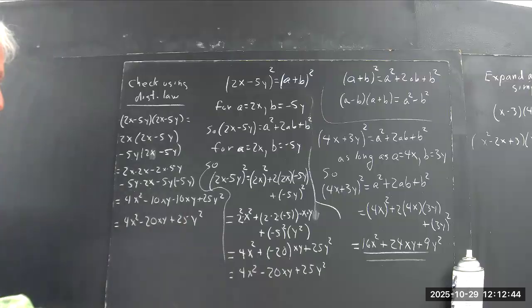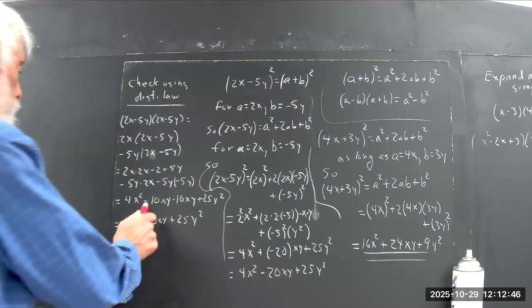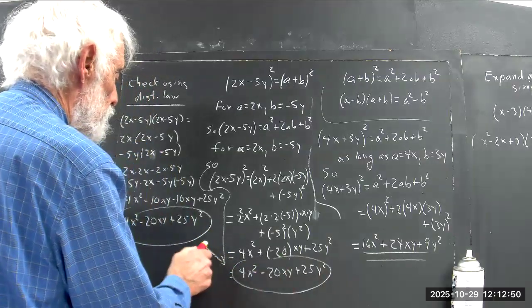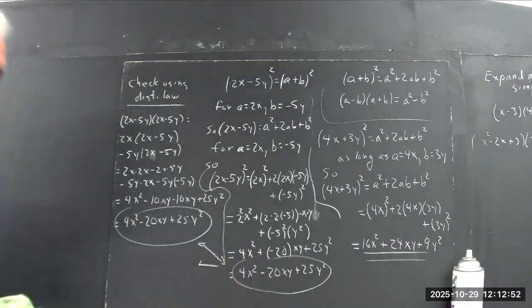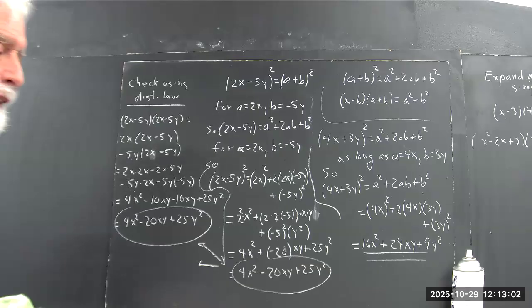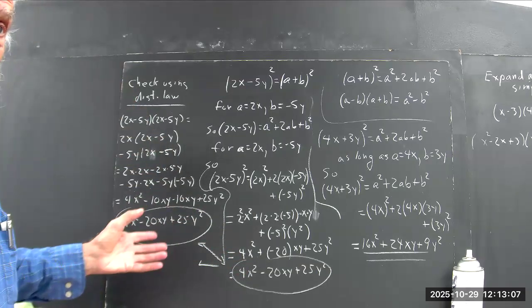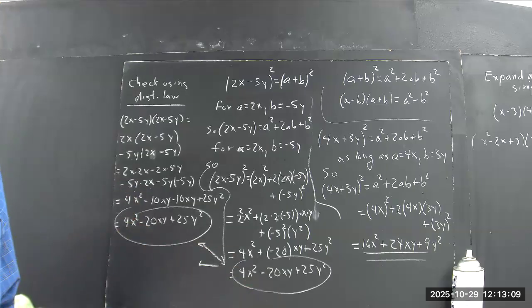And there's what we get from the distributive law. It matches. So chances are very great that we've done it right. Now, if you happen to make the same sign error over here and somehow make a sign error on the same term over here, you could get these two agreeably wrong.